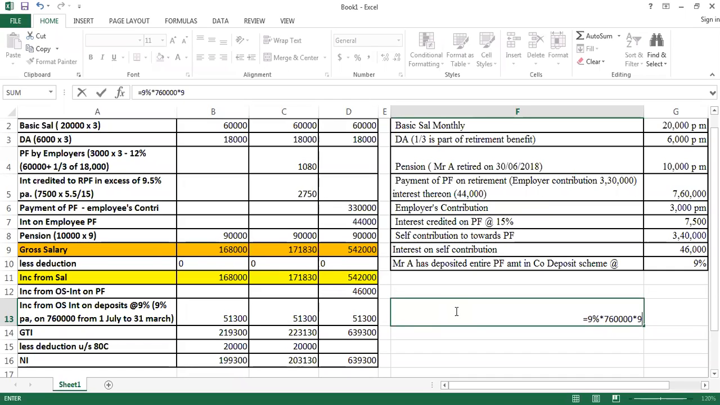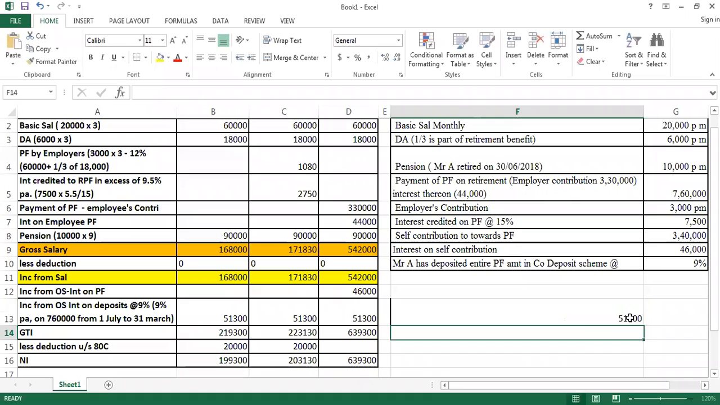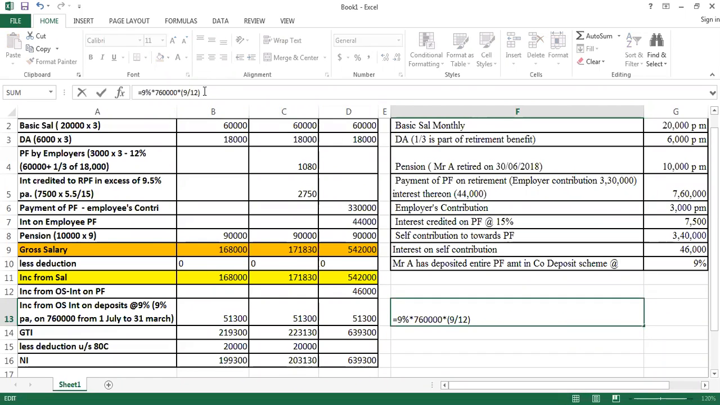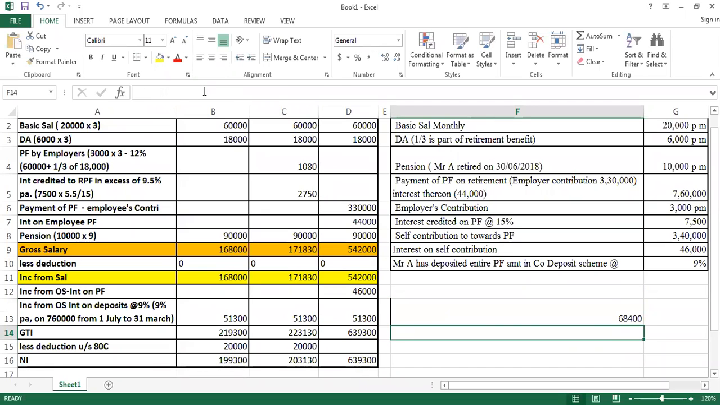It's going to be 9 divided by 12. Okay, so it will be 9 divided by 12. If you do this, it works out at 51,300 rupees. On the other hand, if I don't consider this 9 by 12, what happens? Interest for the full year is going to be considered. Then it comes to 68,400 rupees.